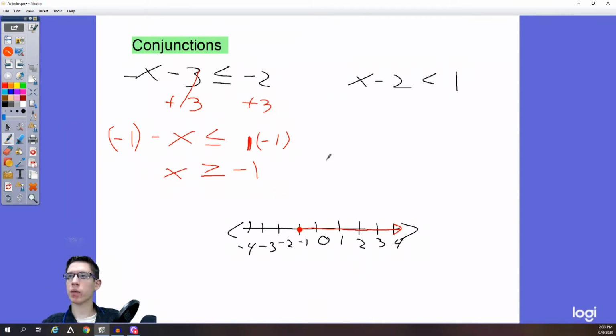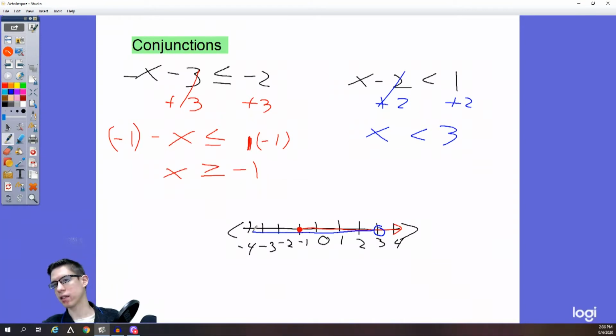But I've got a second inequality over here, this x minus 2 less than 1. Let's go ahead and solve that one as well. So pretty straightforward. We add 2 on both sides. x less than 3. And if I were to do the same thing, if I were to sketch this, this now would look something like this. Open circle on 3, and a blue line extending to the left.